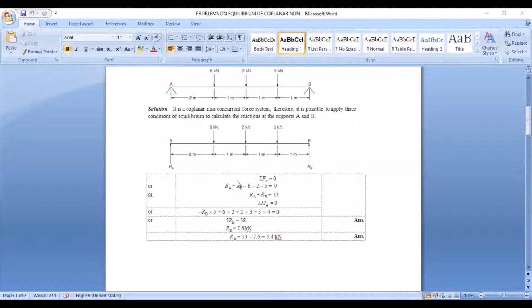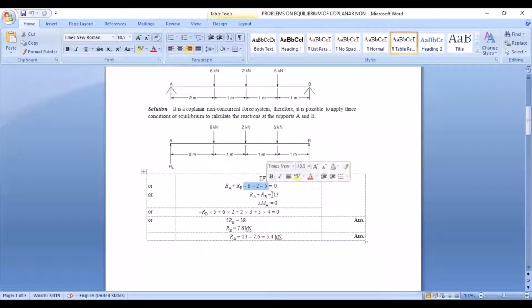Now, when we rearrange the terms in this equation, we can write this as Ra plus Rb is equal to 13. So all these, minus 6, minus 2, minus 5, which turn out to be minus 13 on the left hand side, will go to the right hand side to become positive. So Ra plus Rb is equal to 13. We cannot solve this equation alone. Therefore, we have two unknowns.